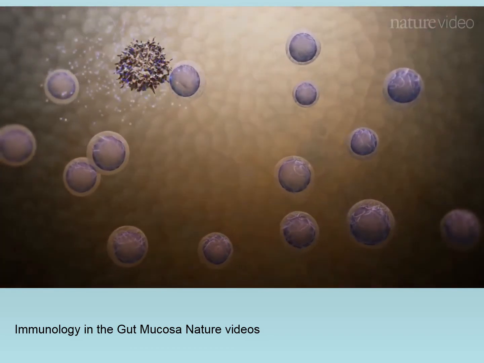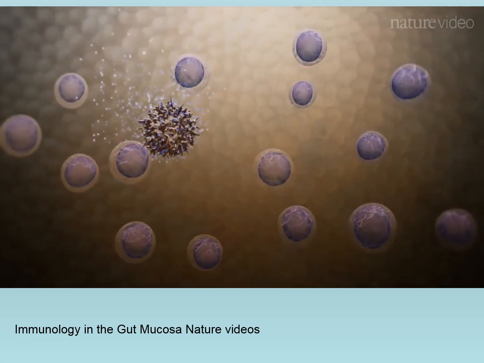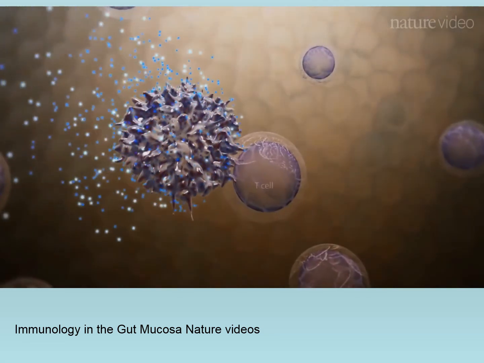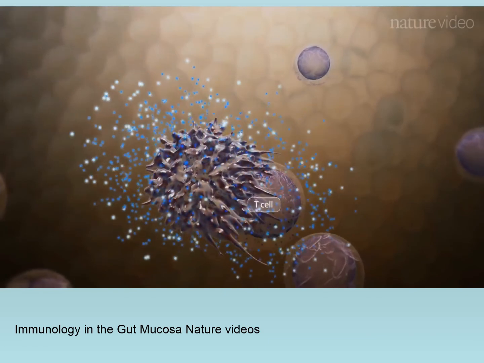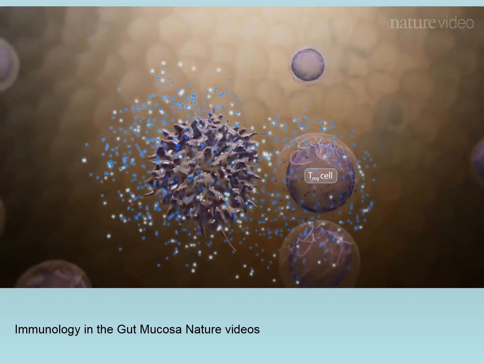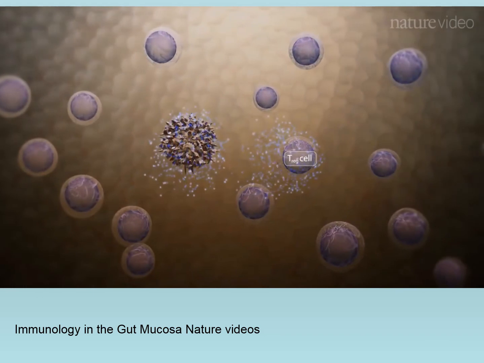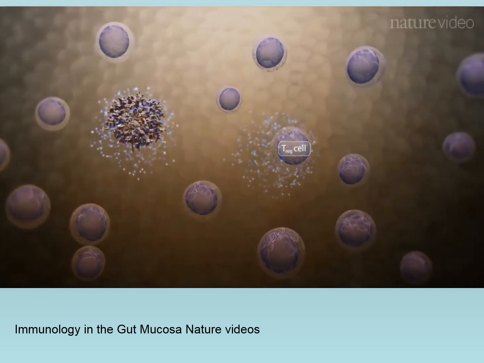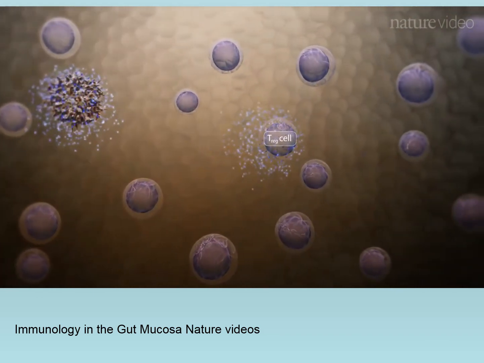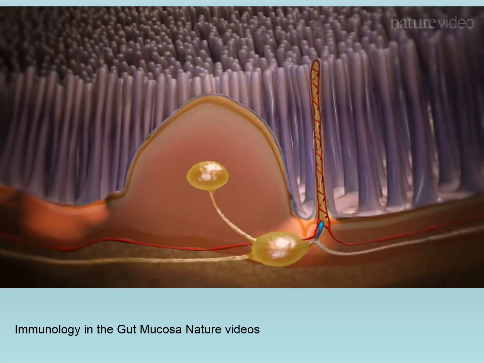Upon encounter with specific T cells, the dendritic cells convert them into an immunomodulatory cell called a regulatory T cell, or Treg. Defects in the function of these cells are associated with inflammatory bowel disease in both animals and humans. These Tregs then migrate to the lamina propria of the villi via the lymphatics.